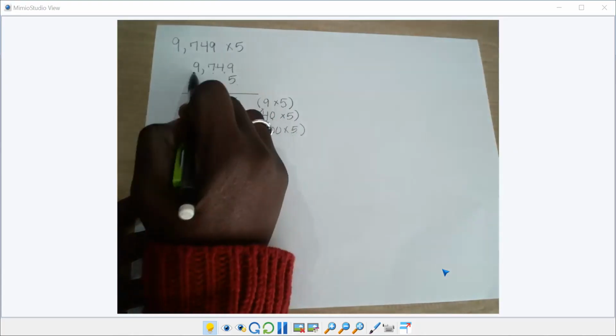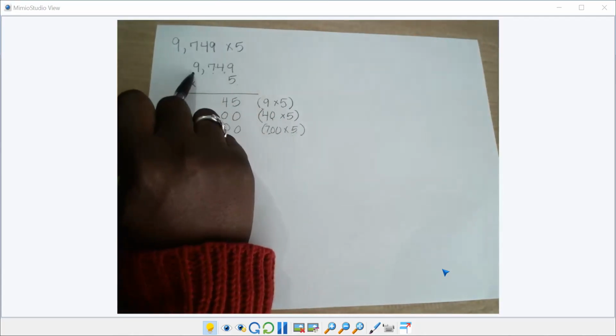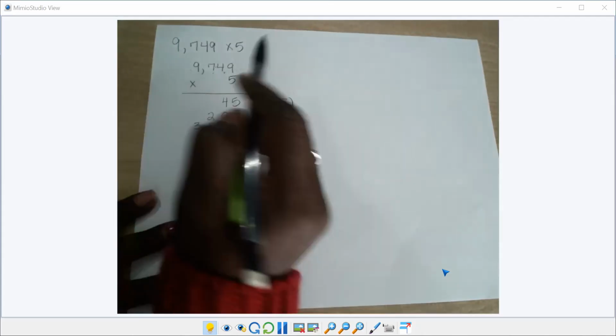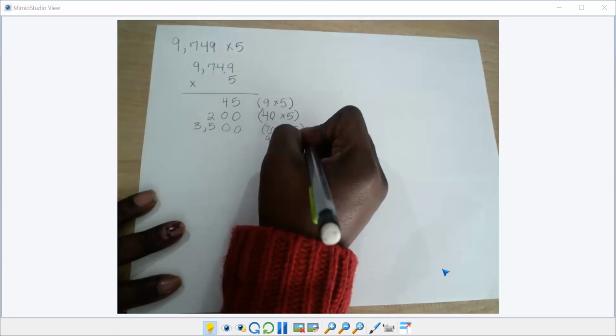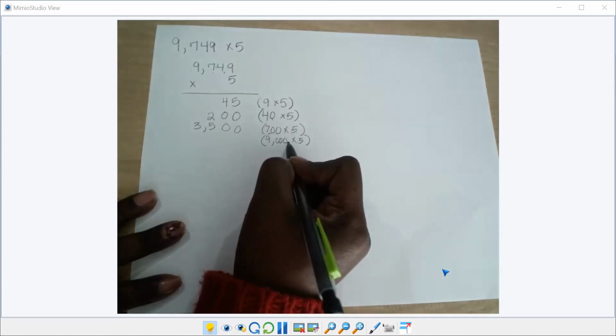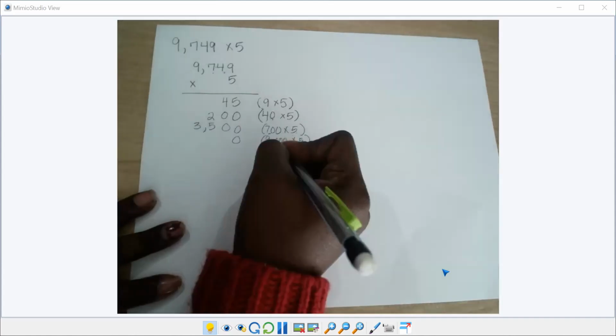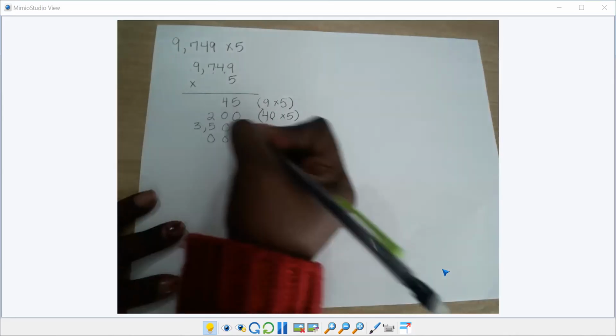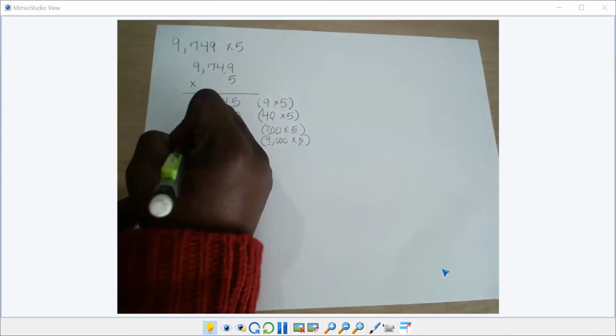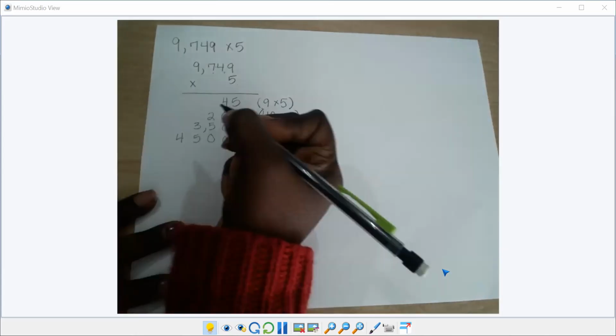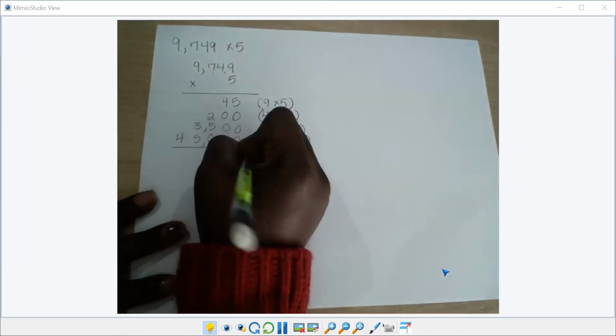Lastly, I have 9 in the thousands place. So now I'm going to do 9,000 times 5 because that's the value. 9,000 times 5. Again, zeros. I have 3 zeros, 1 in the ones, 1 in the tens, 1 in the hundreds. And then 9 times 5 is 45. So I'm going to write 5 and 4 there and put my comma after the last 3 digits, and then I'm going to add it up.